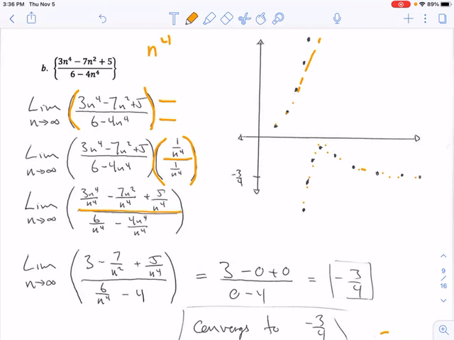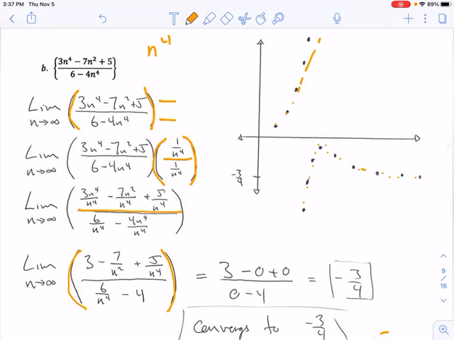3n to the fourth over n to the fourth minus 7n squared over n to the fourth plus 5 over n to the fourth, over 6 over n to the fourth minus 4n to the fourth divided by n to the fourth. Well, canceling out the n's, we end up with this. And again, verify algebraically what is going on here. All right, well, now we can let n approach infinity.